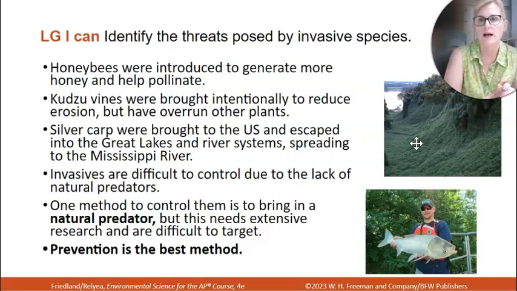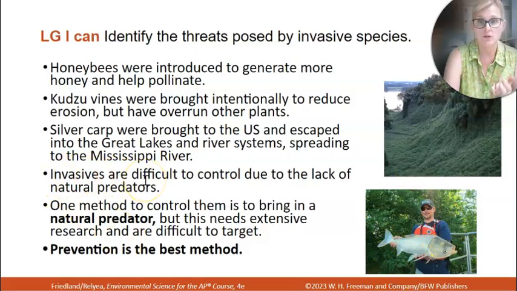In California, we have invasive ice plant on the coast. It was brought in from Africa to control erosion, but it's ending up outcompeting other native plants on the coast. You can see some more examples here, the silver carp.